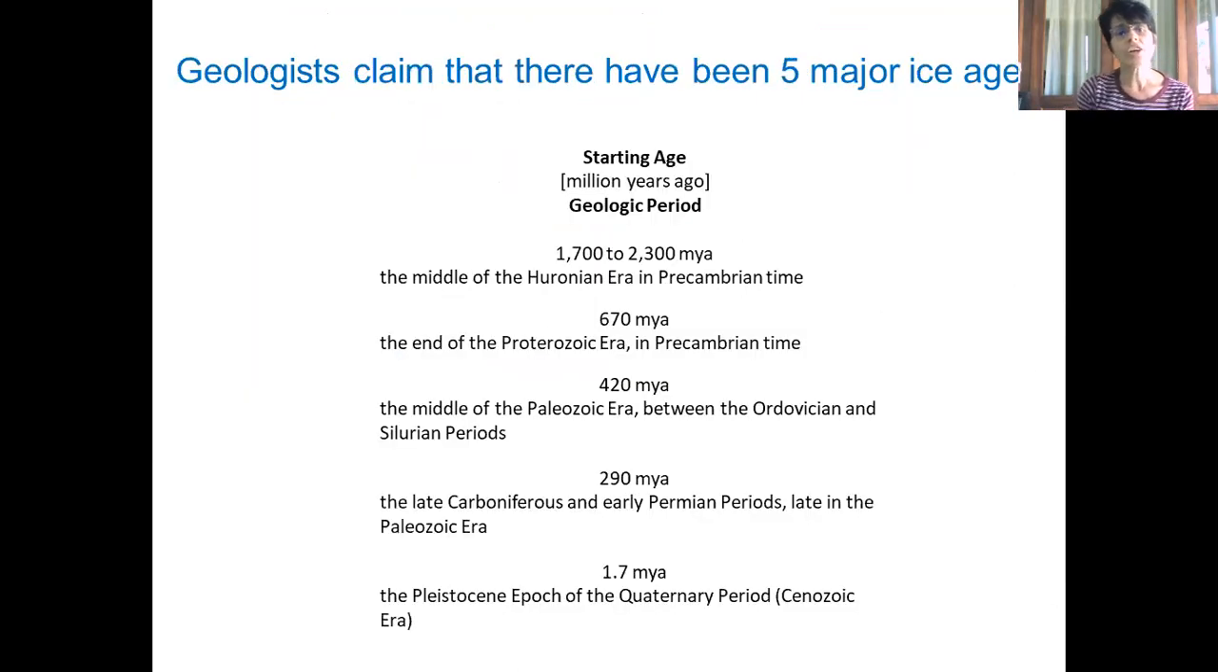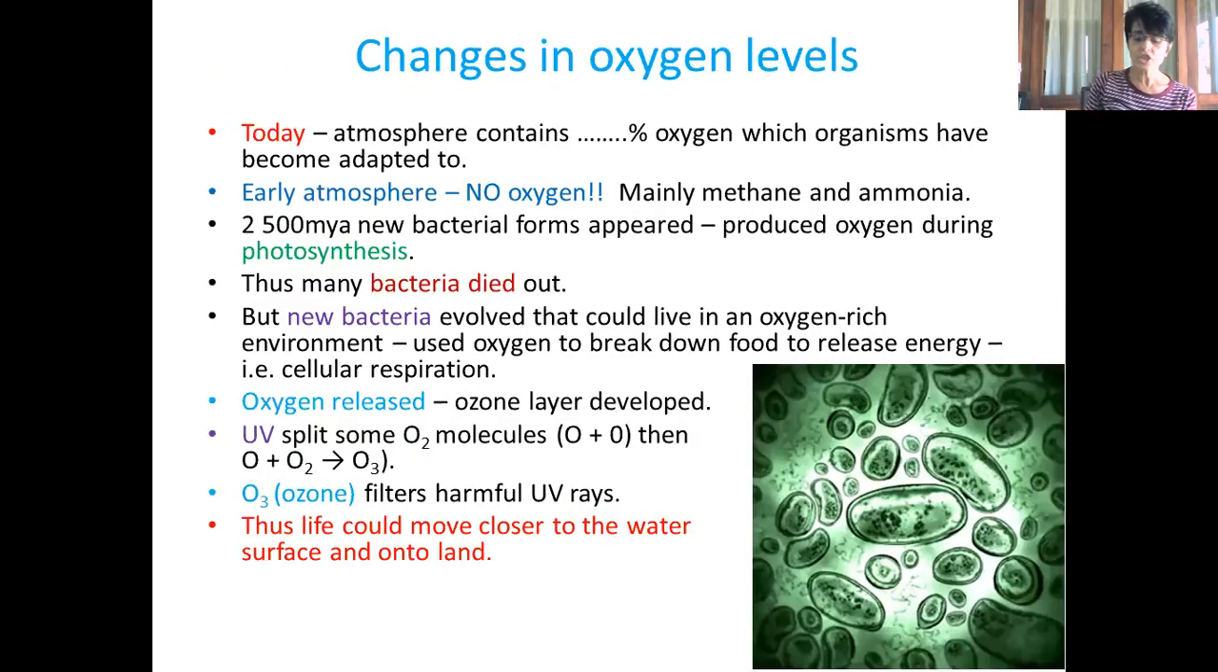The geologists, by looking at different layers in the earth, can work out that there have been, they propose, 5 major ice ages. We don't need to know about them, but here they are, and they've been given different names. Now there are also changes in oxygen levels, and on page 174 there's some information about that, so you can go and read that.